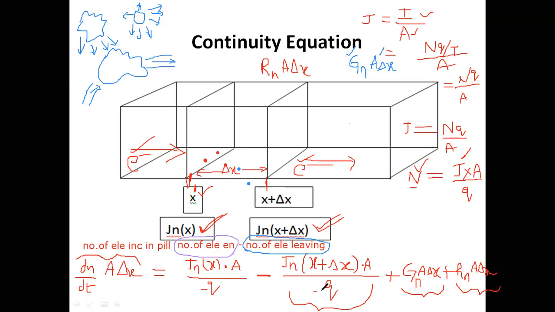I will place it minus here. Okay. So this is the number of electrons entering into the pillbox. This is the number of electrons leaving the pillbox. And Gn times A delta x is the generation rate of charge carriers inside the pillbox, and Rn times A delta x is the recombination rate of charge carriers inside the pillbox.